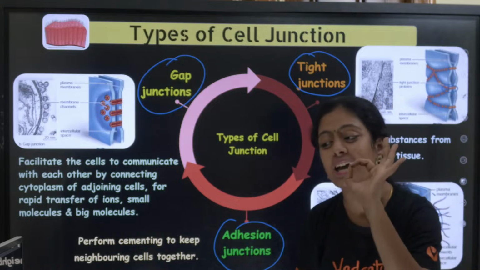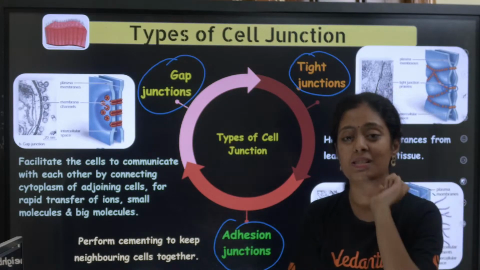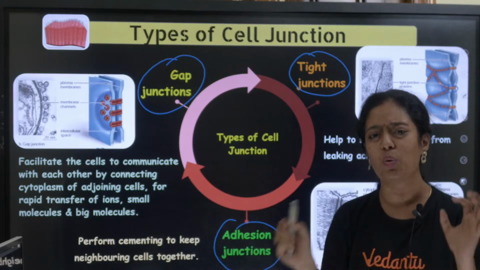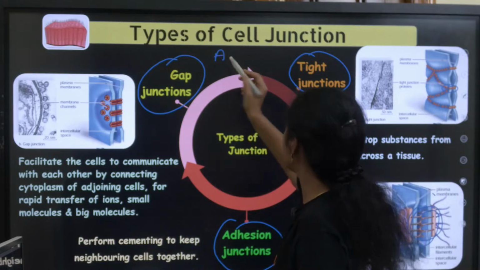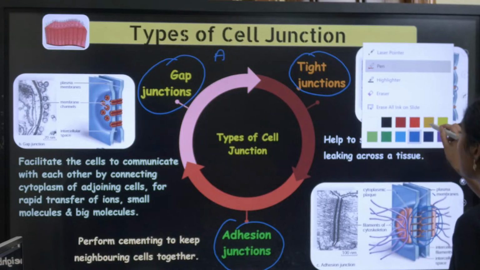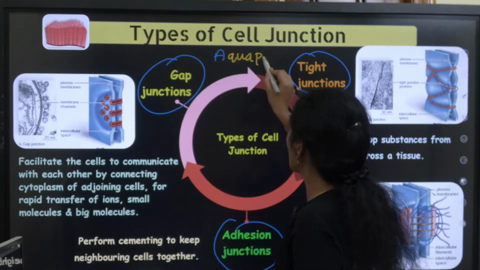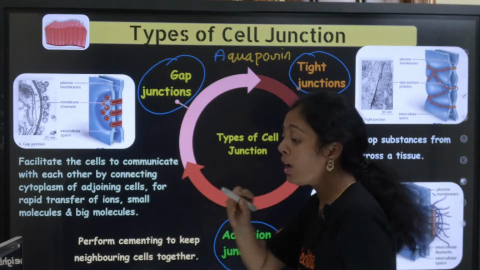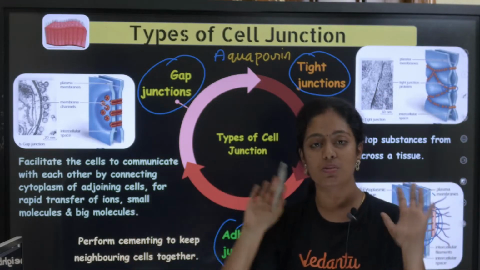So what is this gap junction going to help? It facilitates the transport of substances from one cell to another cell. Very, very important. Some examples are aquaporins. You have already studied this if you have read the transport in plants chapter. Aquaporins help in the transport of water and water soluble substances.